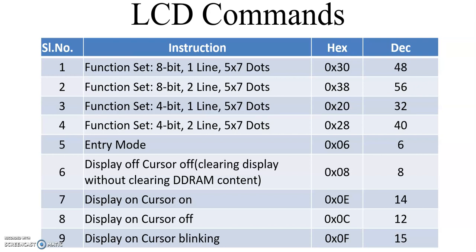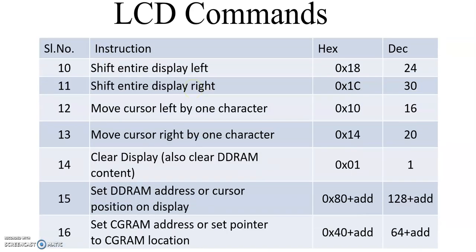Display on, cursor on: you give the LCD command 0E. Display on, cursor off: the command 0C. Display on, cursor blinking: 0F. Next, shift the entire display to the left: the hexadecimal command 18. Shift the entire display to the right: 1C. Move the cursor left by 1 character: 10, and to the right: 14.